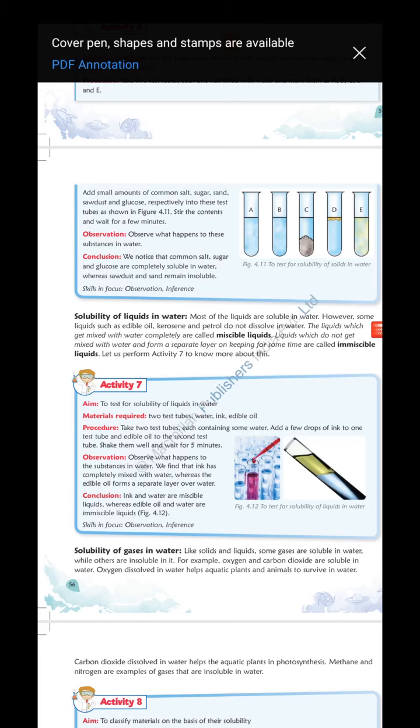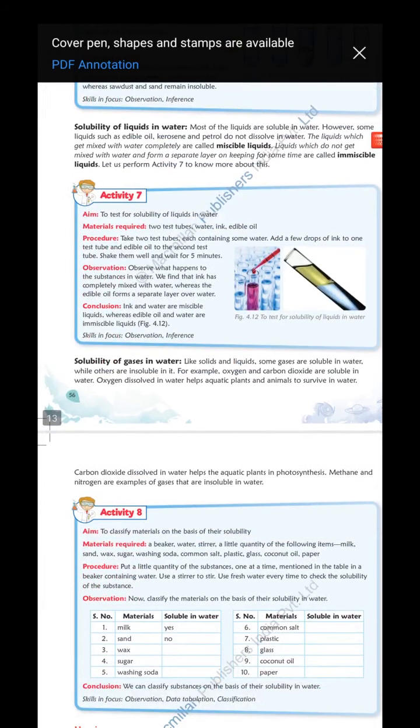Yesterday only we discussed this. The next one is solubility of gases in water. Some gases are soluble in water. Oxygen and carbon dioxide are soluble in water, and some gases are not soluble in water.